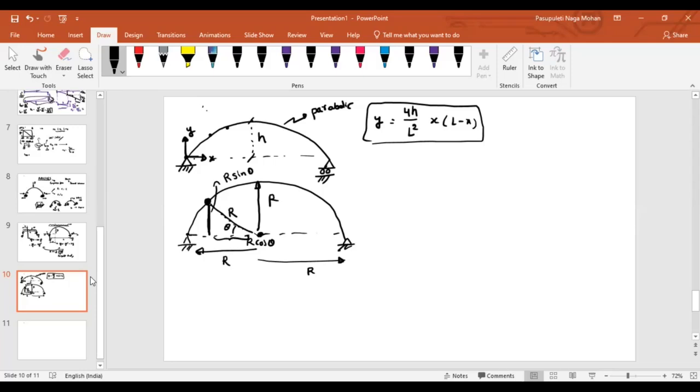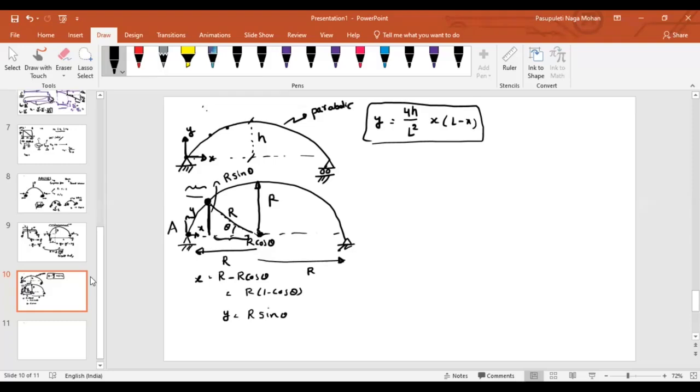So if I'm representing my X and Y from here, what will be my X? My X from here to here, how much will it be? The radius minus R cos theta. That means my X coordinate is denoted by R minus R cos theta. If it is Y, that is nothing but your R sin theta.